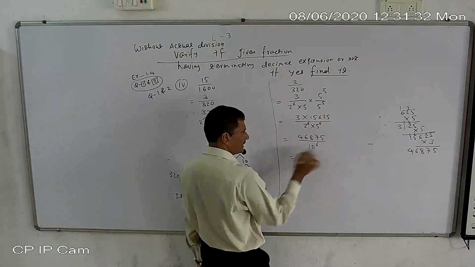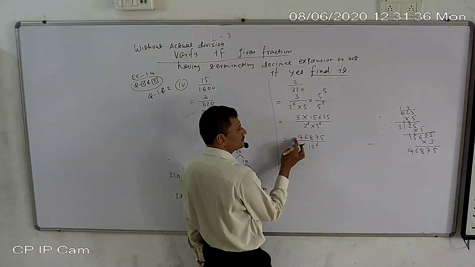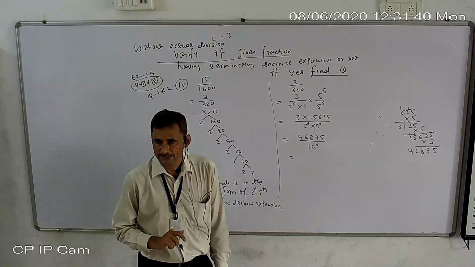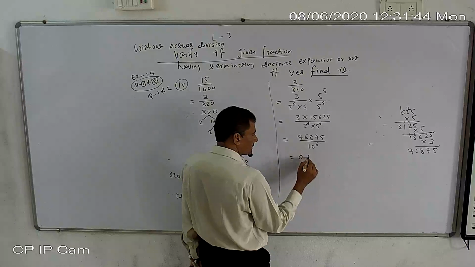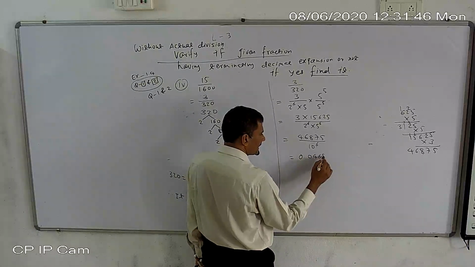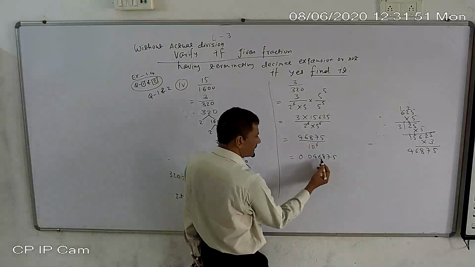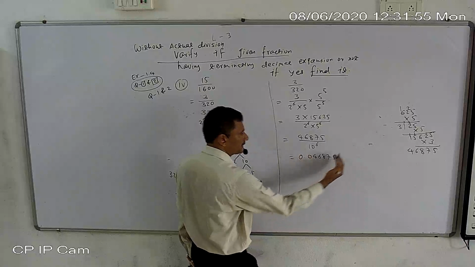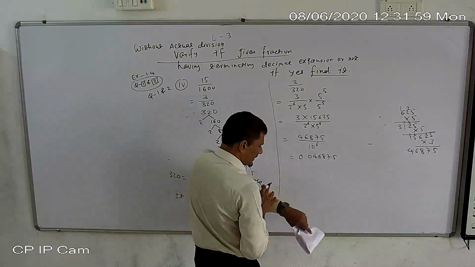You can give the direct answer also. 6 decimal places should be there, means 6 digits should be there after the point. So I can write here 0.046875. Okay, 1 2 3 4 5 6. The extra 0 is placed on the left side only, not on this side. Okay, so understand this well, how to give the answer.